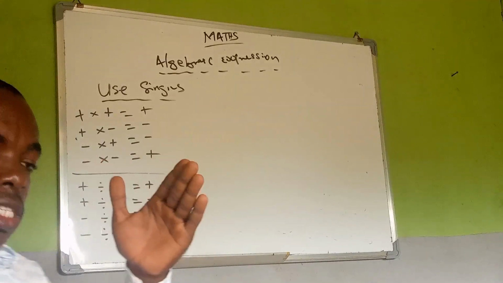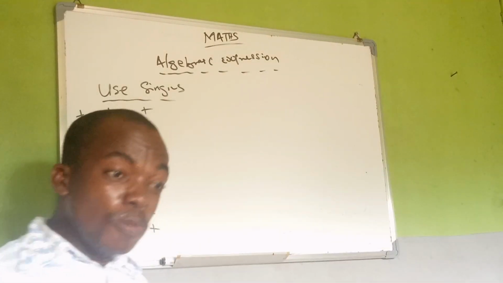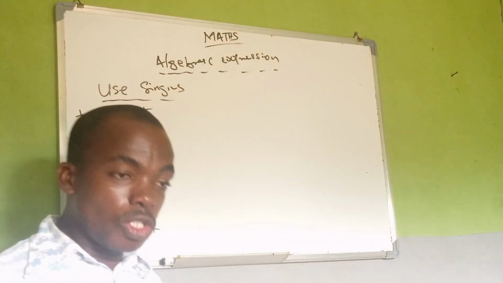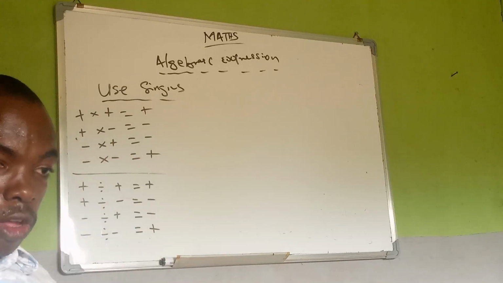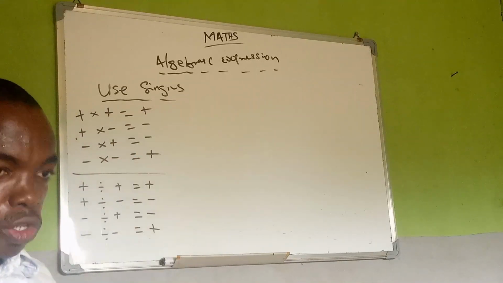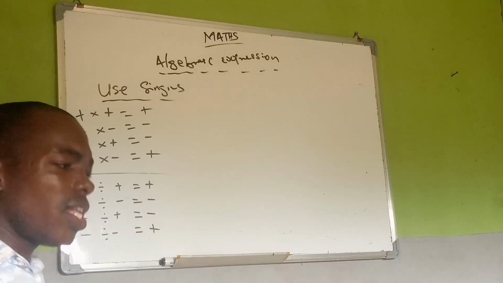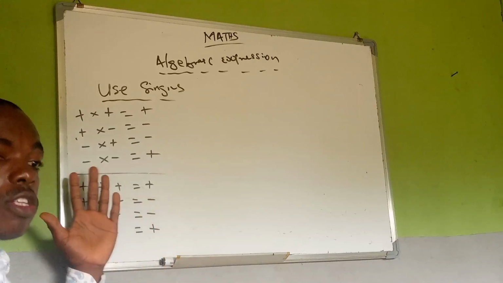Whether it is minus times plus or plus times minus, it will always be minus. But when the signs are the same, it always comes in plus sign. So plus times plus is plus, minus times minus is also plus. Now the same thing goes for division. Do you understand? So let's look at some application of this.